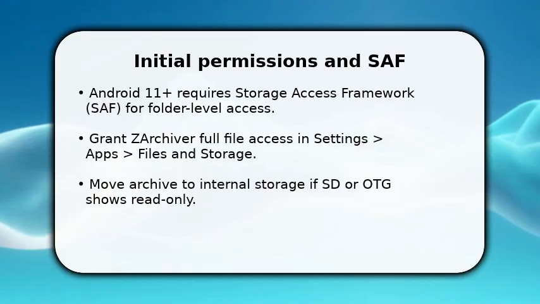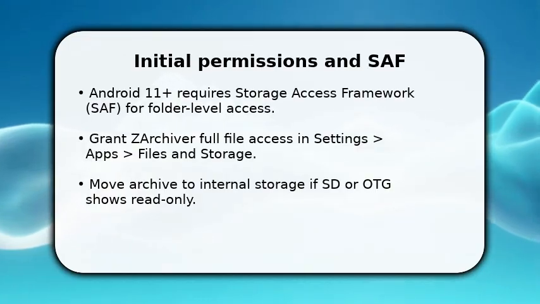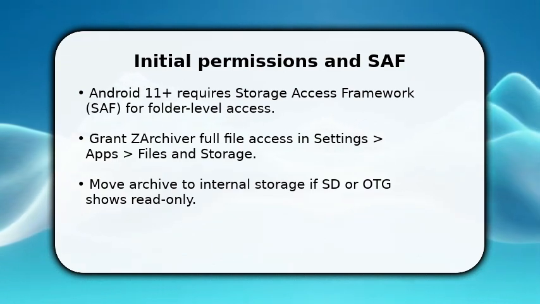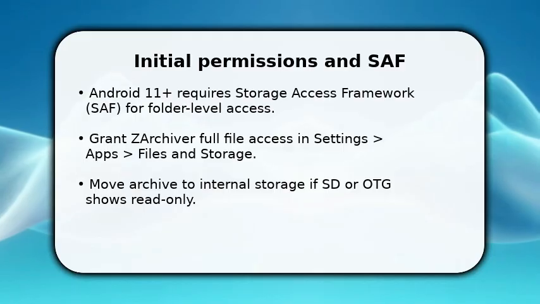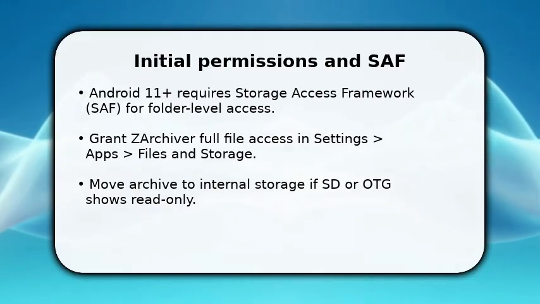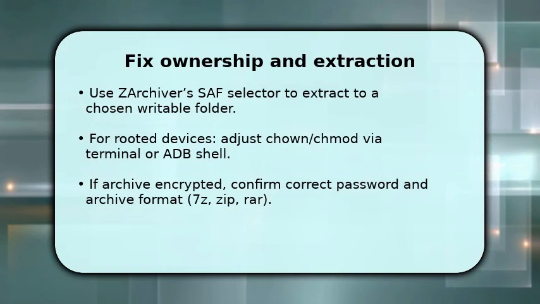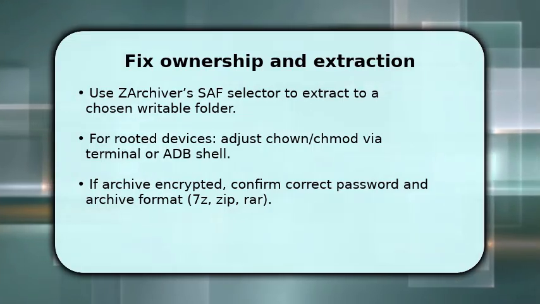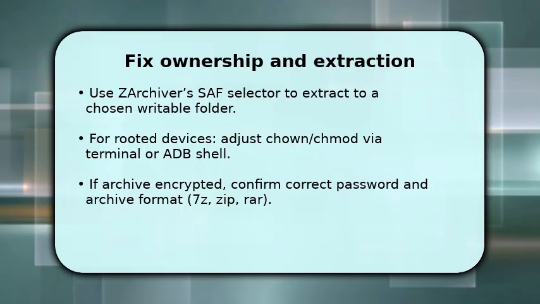You do this because Android isolates apps by default. SAF creates an explicit permission token, so Zarchiver can read and write without system-level access restrictions. Once SAF permission is established, extract using Zarchiver's built-in extractor and choose the SAF-selected destination.